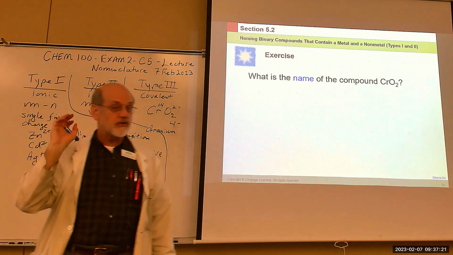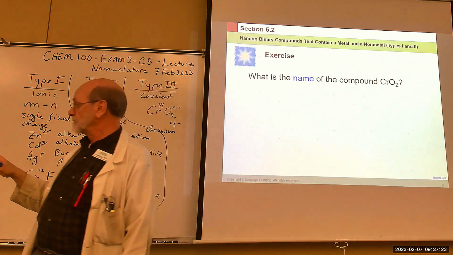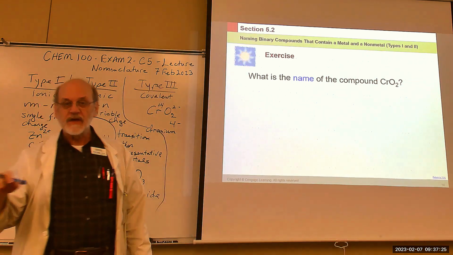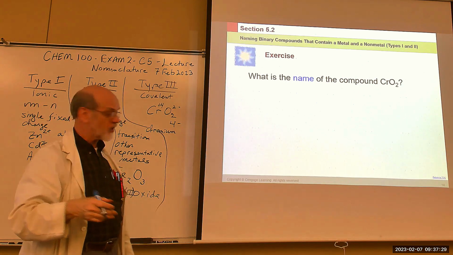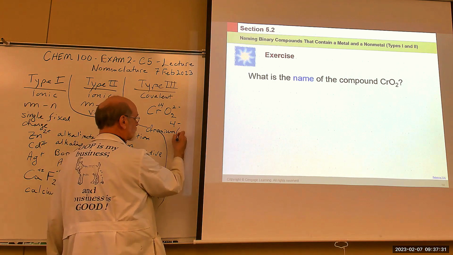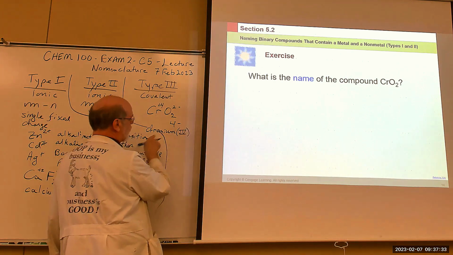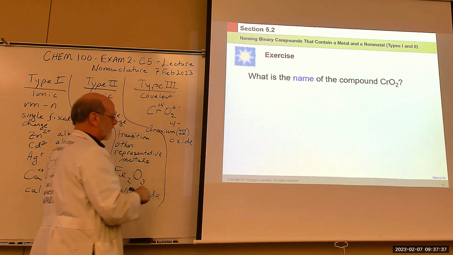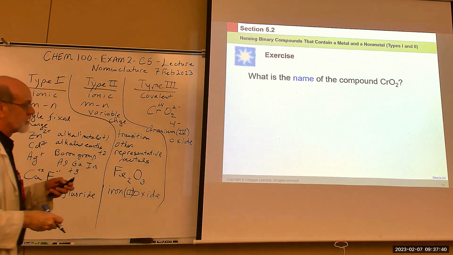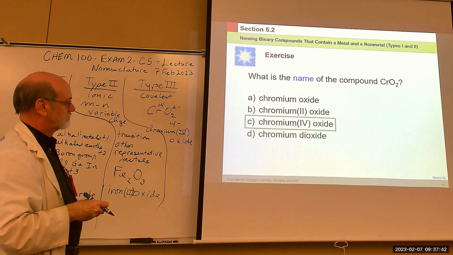Plus, you look and you know where chromium's located. Right? Chromium is a transition metal. It has the potential for multiple charges. That means we have to say the charge on chromium and then finish it off with the anion. Chromium 4 oxide is the proper name for this compound.